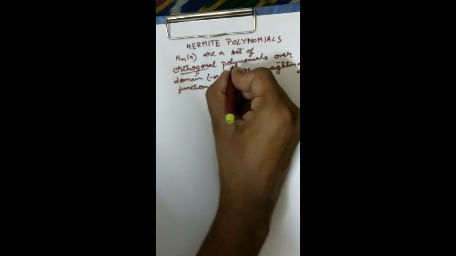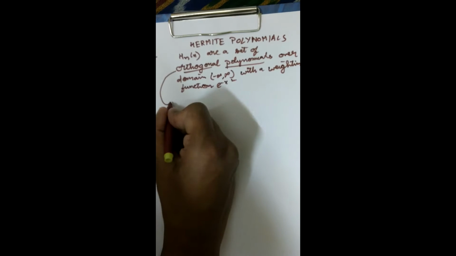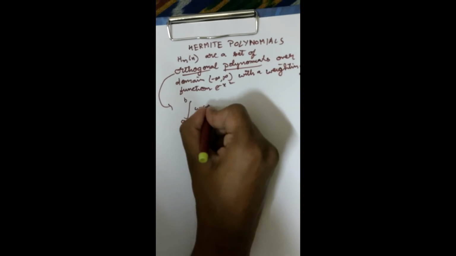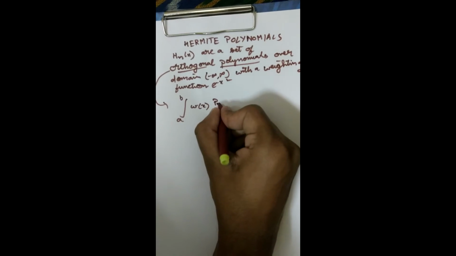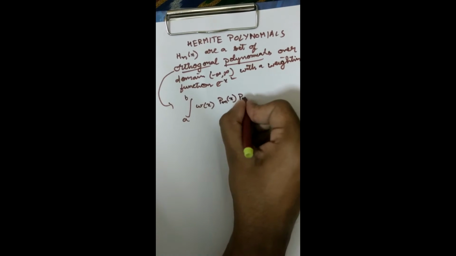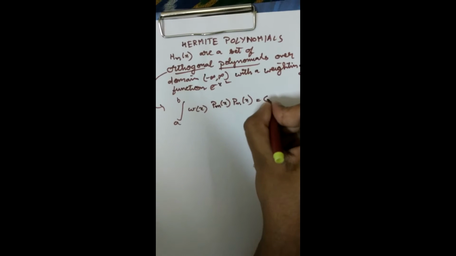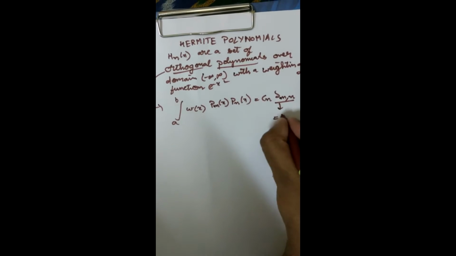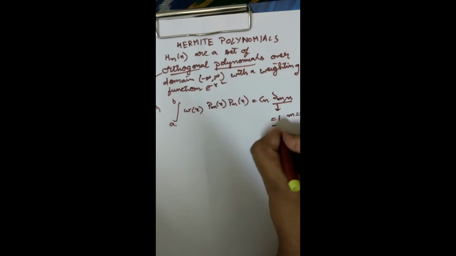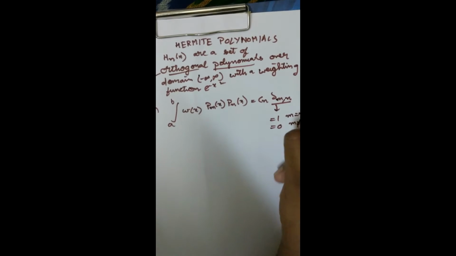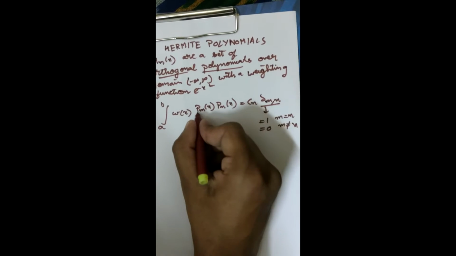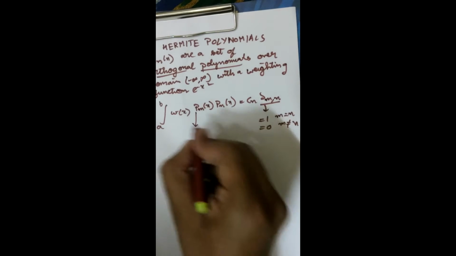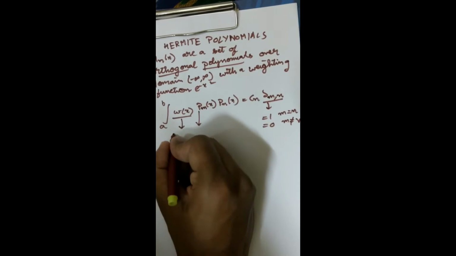Okay, now what are orthogonal polynomials? All those polynomials which satisfy the equation: the integral from a to b of the product of w of x into pm of x into pn of x is equal to cn into delta of m n. This is called the Kronecker delta, whose value is 1 only if m equals n, and whose value is 0 for m not equal to n. Here the polynomials p which satisfy these equations are called orthogonal polynomials. This is called a weighting function.